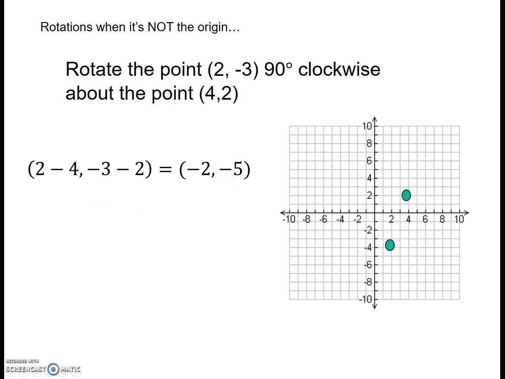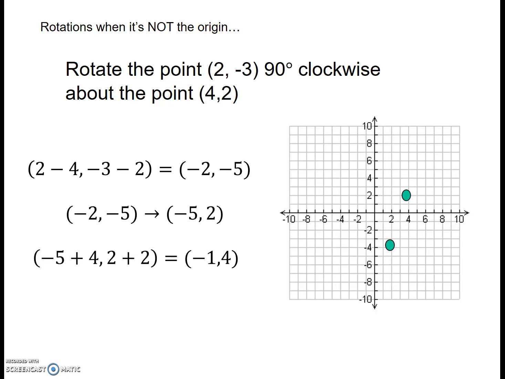Well, I know how to work with the origin now. A 90 degree clockwise rotation is the same thing as a 270 degree counterclockwise rotation, which is switching the x and the y and changing the x to become positive. So I'm going to take that (-2, -5), and it becomes (-5, 2). However, we had subtracted 4 and subtracted 2 originally. Again, those numbers are coming from that point that we rotate about. And so I need to take that into consideration. I'm going to have to move everything back, and I'm going to add that 4 back in and add that 2 back in. And so what I have now is the point (-1, 4).